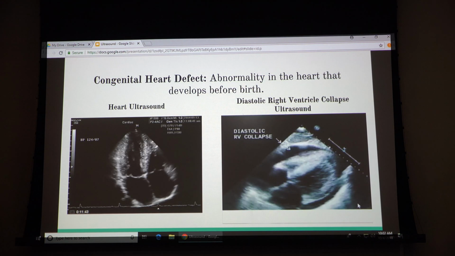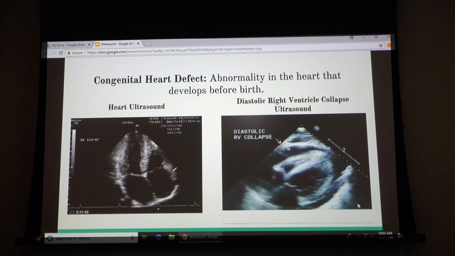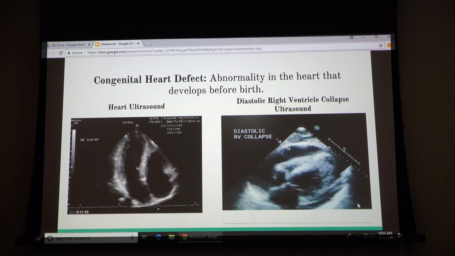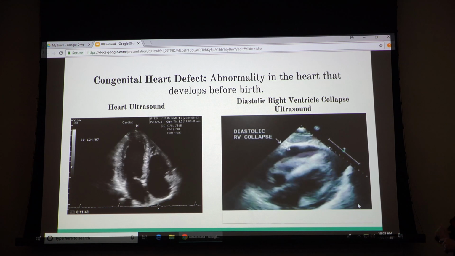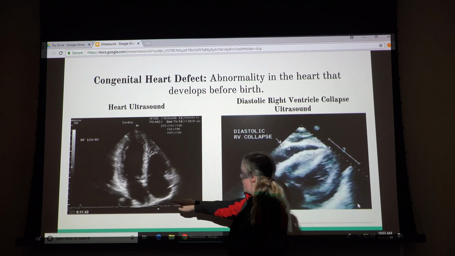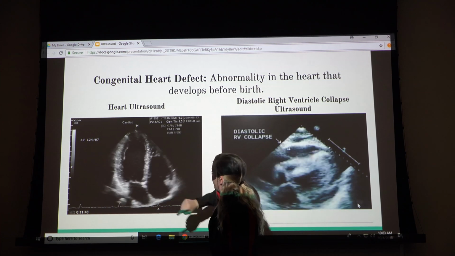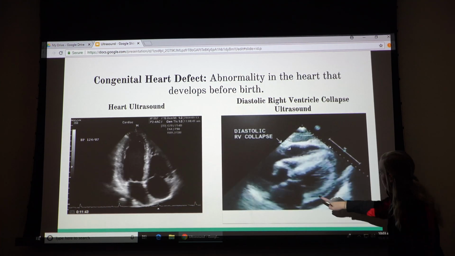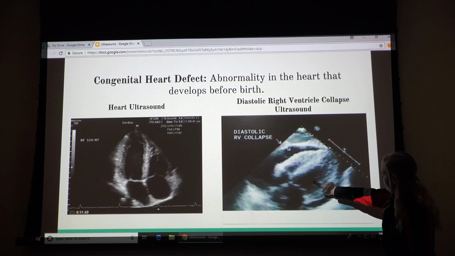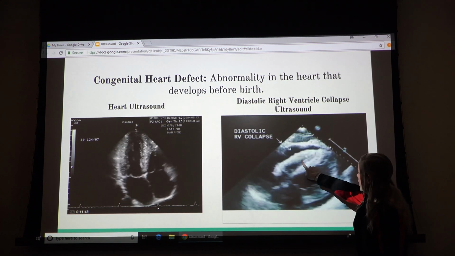So next is congenital heart defect, which is an abnormality in the heart that developed before birth. So on the right, we're looking at a heart ultrasound. We have the left atrium, left ventricle, right atrium, and right ventricle. And on this one, we have the left atrium here and the left ventricle, right atrium, right ventricle.